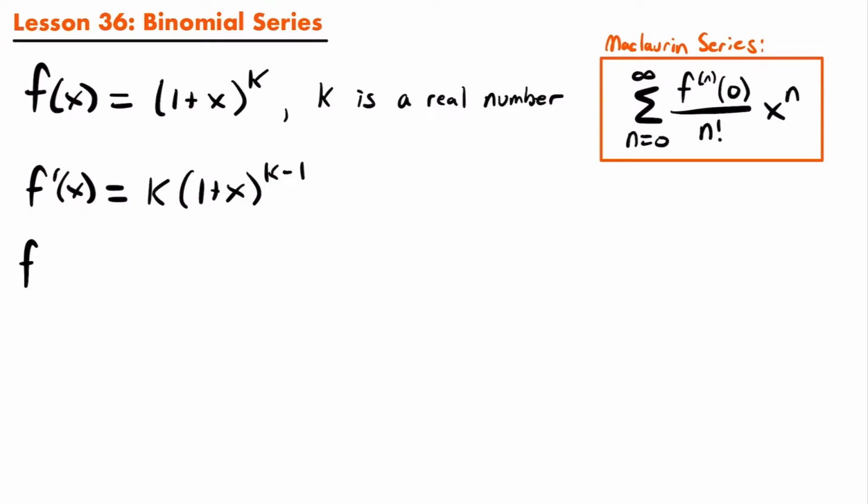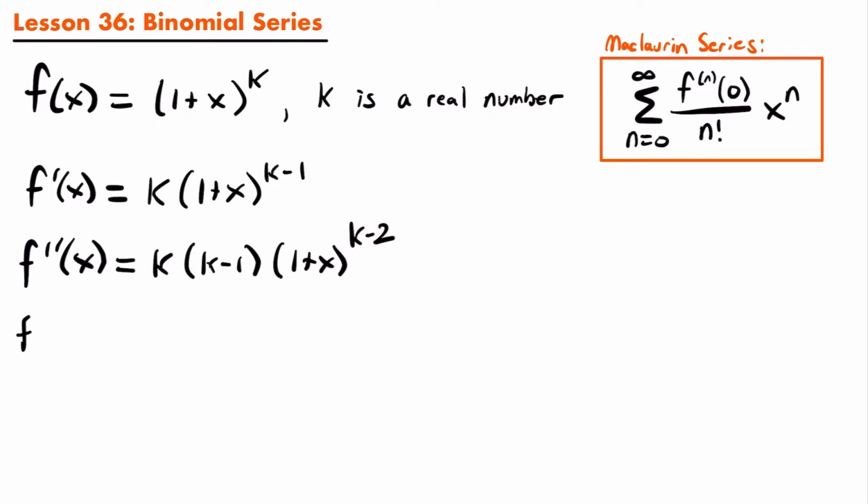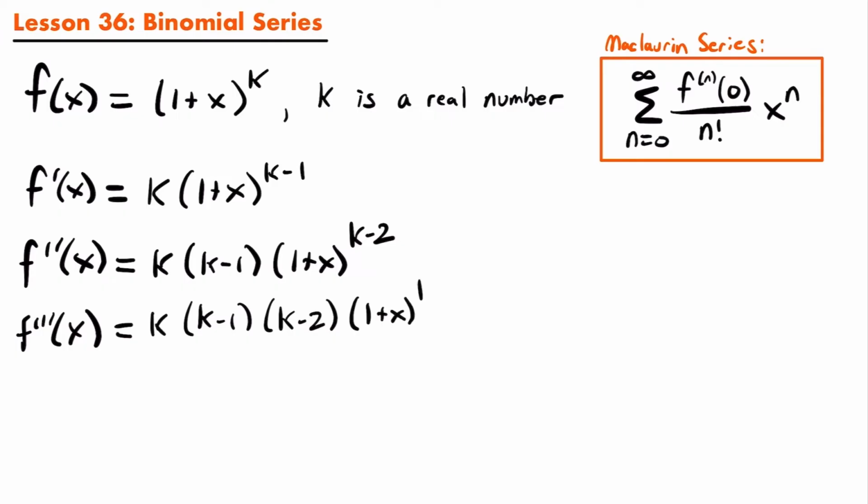Now if we take a second derivative, f double prime of x will be equal to this power multiplied down, and then we'll subtract 1 from that exponent. So we'll have k times k minus 1 times 1 plus x to the power of k minus 2. We subtract another 1 from that exponent, so k minus 1 is k minus 2. And now let's find the third derivative. F triple prime of x will be equal to this power multiplied down, and then we'll subtract 1 from that exponent. So we'll have k times k minus 1 times k minus 2 times 1 plus x to the power of k minus 3.